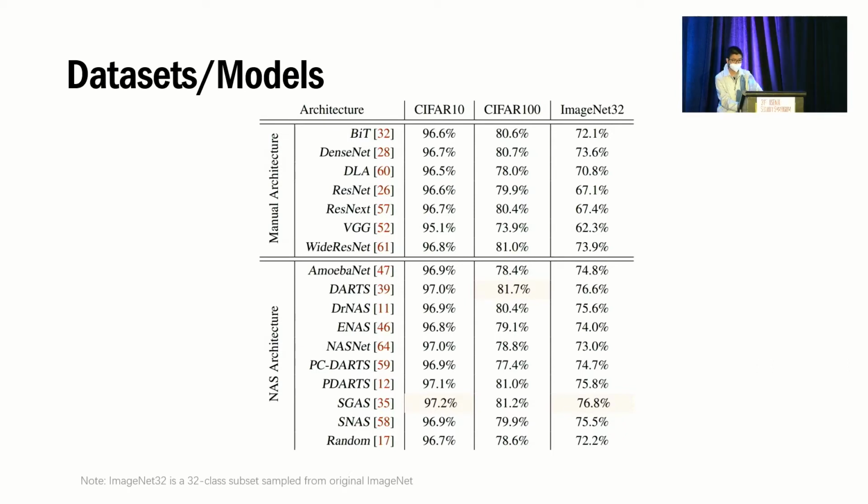Before checking some experimental results, here are the datasets and models that we use in our paper. For the datasets, we use CIFAR-10, CIFAR-100, and also a subset sampled from ImageNet. They are all famous datasets used in the image classification domain. For the model architectures, we use a bunch of state-of-the-art human-designed model architectures, and also evaluate a list of AutoML models generated by popular NAS algorithms.